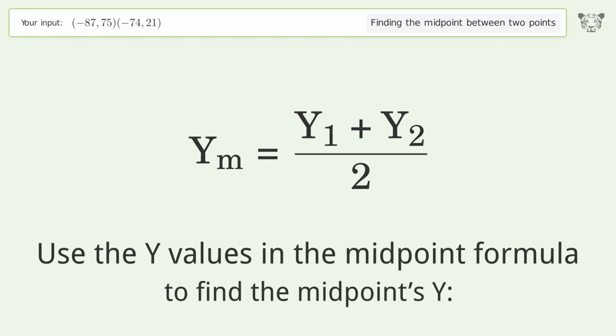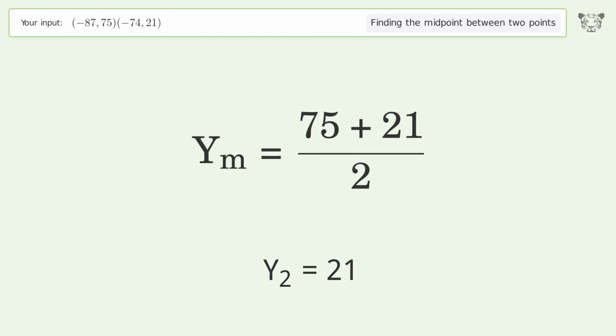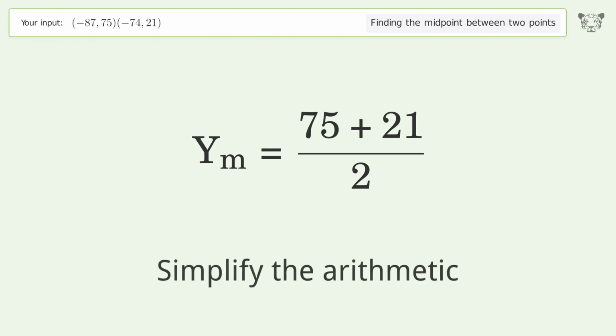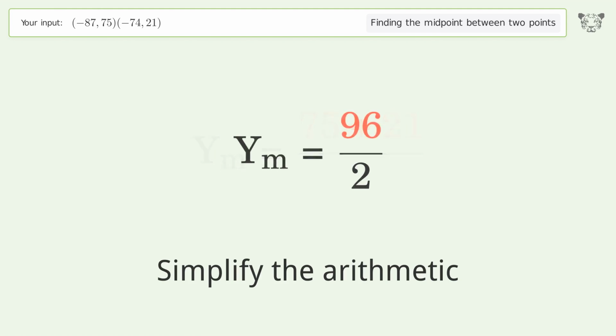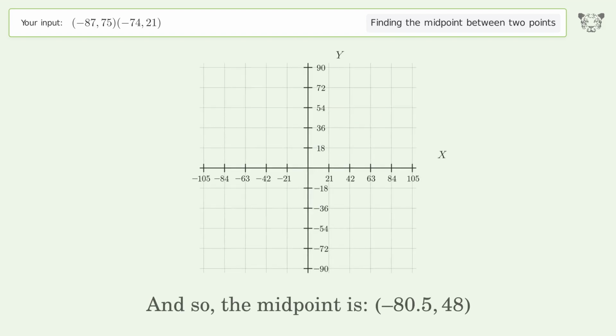Use the y values in the midpoint formula to find the midpoint's y. y1 equals 75. y2 equals 21. Simplify the arithmetic. And so, the midpoint is -80.548.